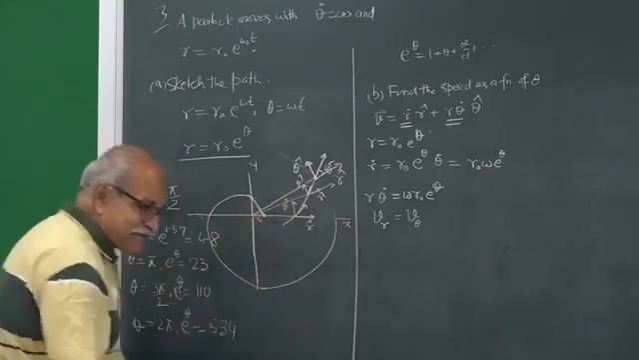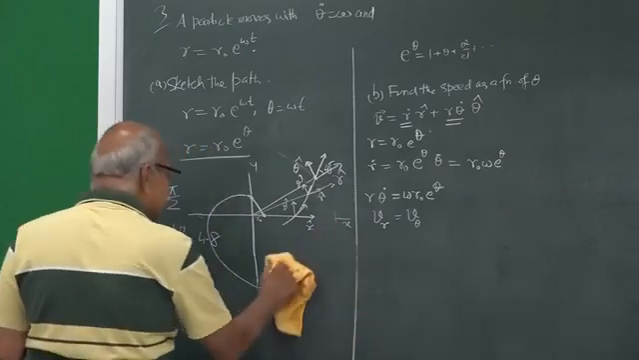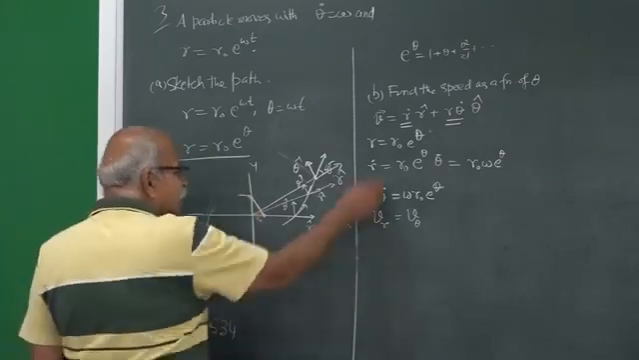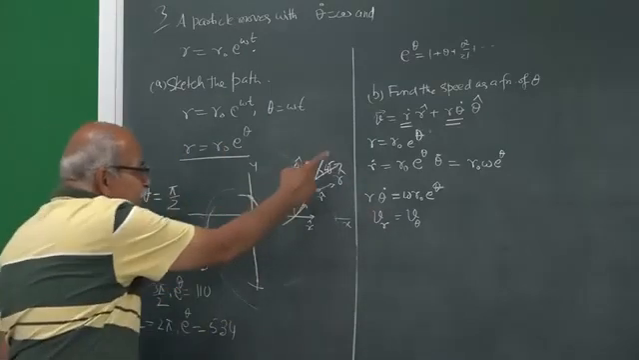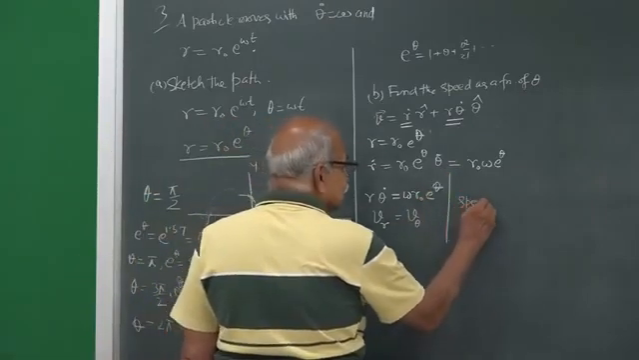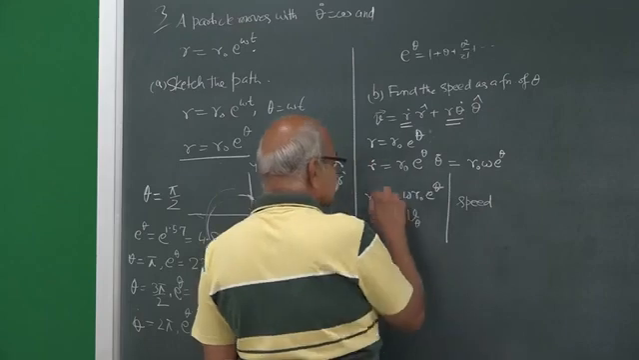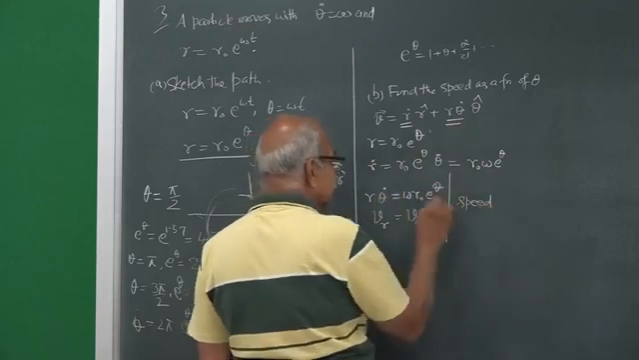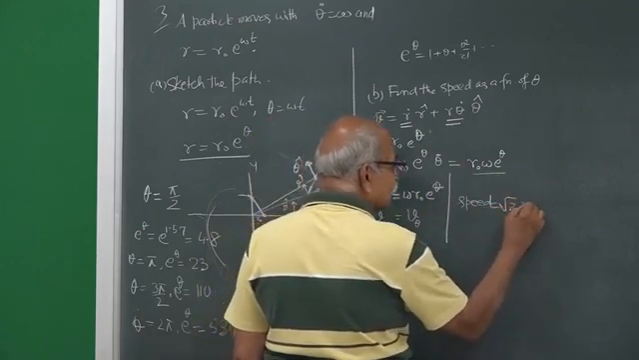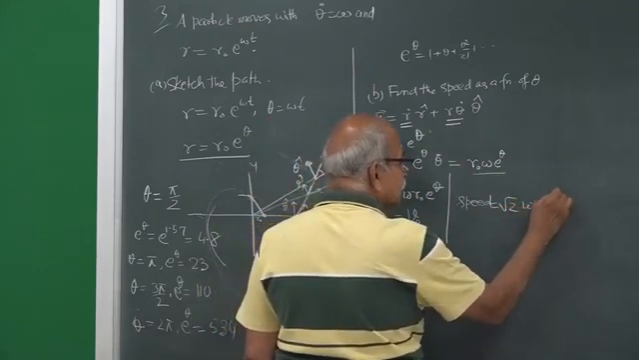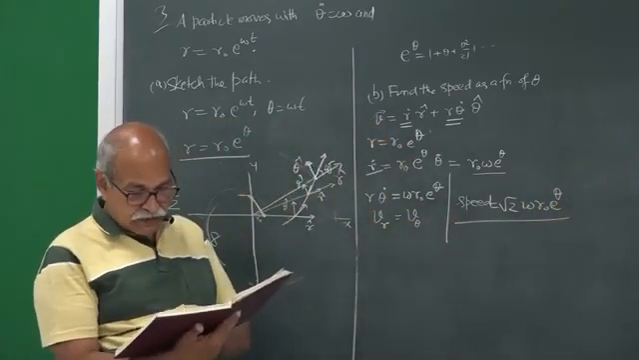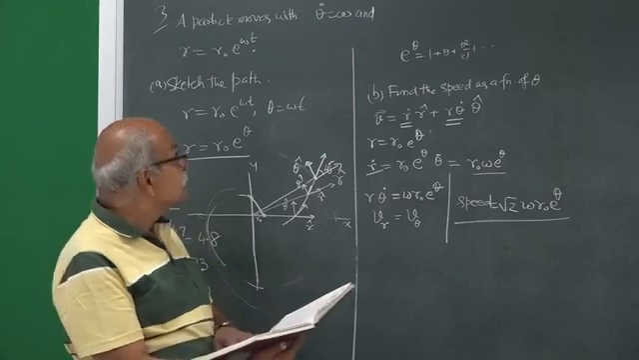Okay. So, just do not go by the sketch of the diagram, you can draw a much better diagram. But the thing is, r will keep on increasing all the time, this equation will be followed. So, speed will be root of Vr square plus V theta square. So, this is root 2 times omega r naught e to the power theta. So, that is the speed. Okay. Then this is part B.